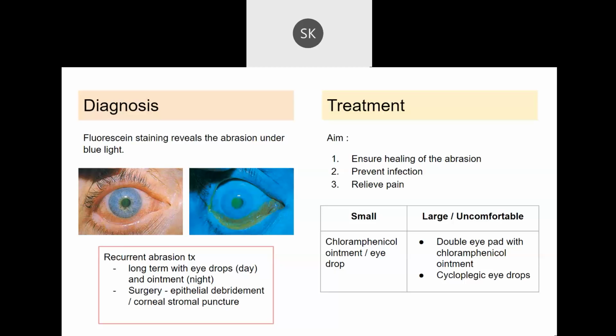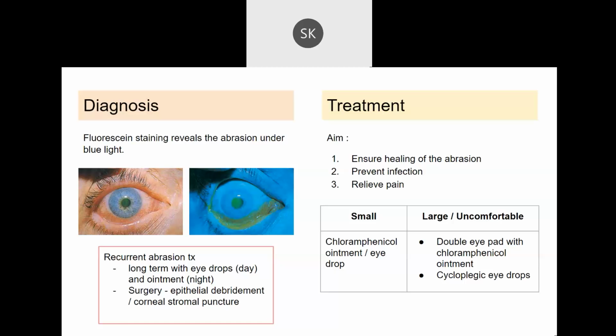So the ointment is said to be better than the eye drop because it usually gives a long-lasting lubrication to the eye compared to the eye drop. Because of the long-lasting lubrication, it not only prevents infection, it can reduce the discomfort in the patient and simultaneously promotes healing.